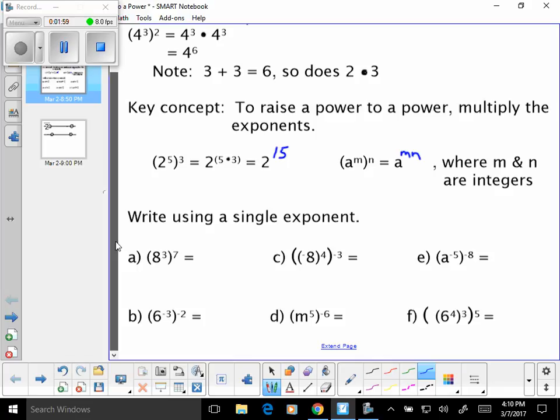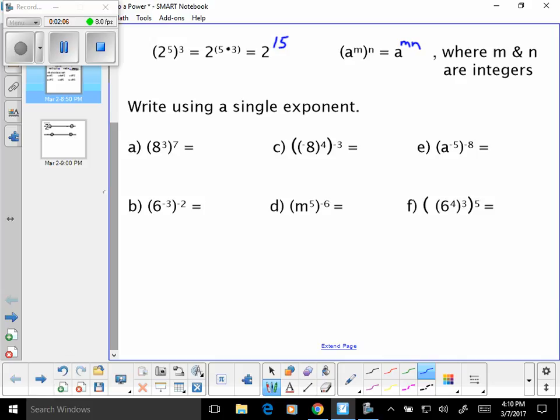Let's look at some examples. In example A, we are going to take 8 to the third and then raise it to the 7th power. Our base number is 8. We multiply the exponents, 8 to the 21st. In example B, our base number is 6. Negative 3 times negative 2 is positive 6.